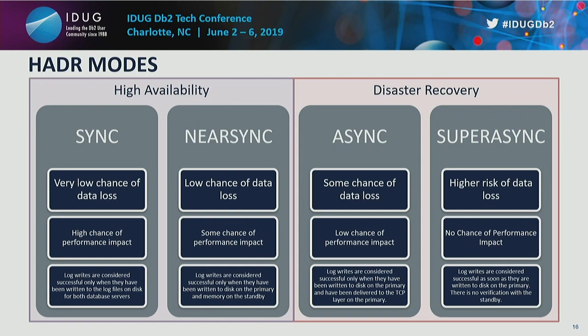So this is a summary slide kind of going through these in the spectrum that we have. On one side a very low chance of data loss with sync, and on the other side a very high risk of data loss. And on the other side we have no chance of performance impact with super async, and we have a high chance of performance impact with sync. So any questions on the synchronization modes?